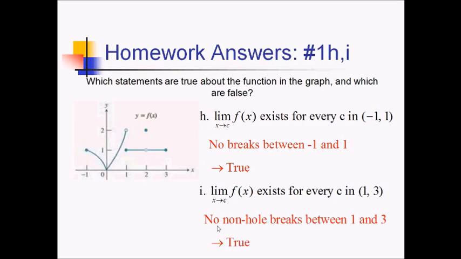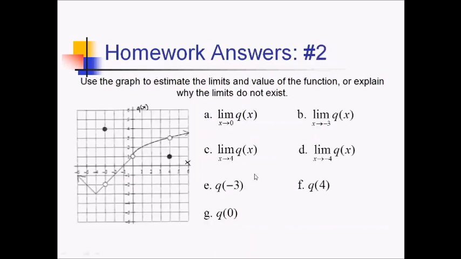The limit exists everywhere between 1 and 3. For this question, we're trying to estimate the following limits on the graph over here. So starting with part A, limit as x approaches 0. Looking at the x value 0, as we approach from the left and the right, we're heading toward the y value 1. Next, as x approaches -3, so going over there, from the left side, we're going towards the y value -2.